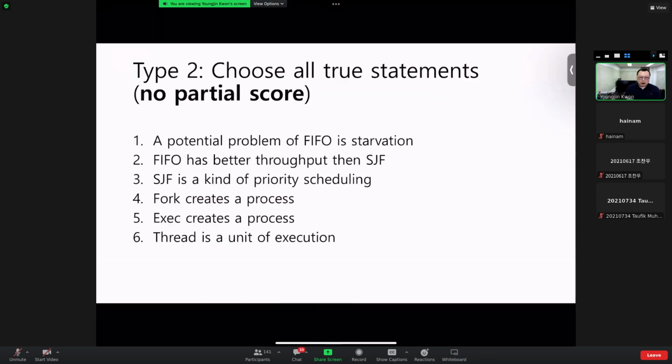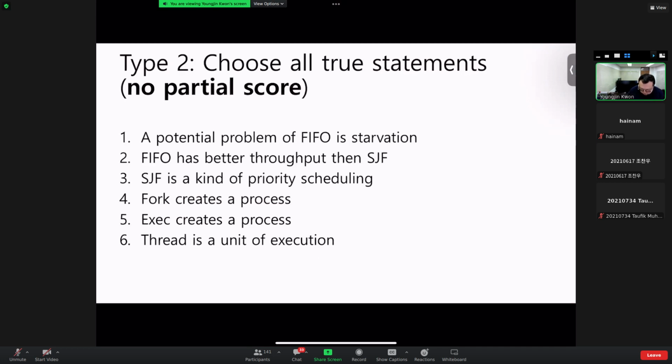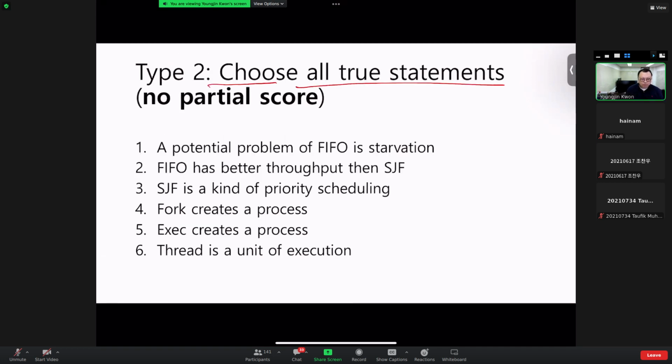The second one is the hard one. So this is the most difficult. You have to choose all true statements. So I can give you a bunch of questions, and you have to pick all the true statements. No partial score. Okay, so that makes this question really difficult. The type two is more like you have to have a thorough understanding of the entire picture.